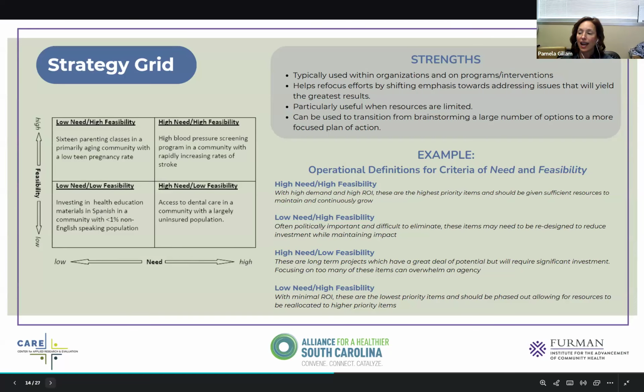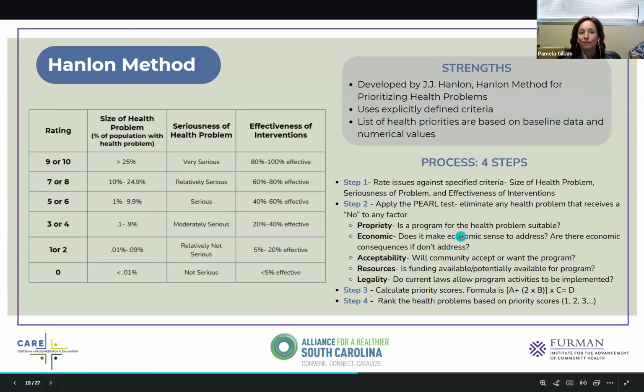Okay, the next 2 I'm going to show you are focused on using numbers, like objective data and actually calculating scores. So let's talk first about the Hanlon method. This is a very well-respected method, and it really objectively takes into consideration, based on very defined criteria, health problem and feasibility factors, okay?